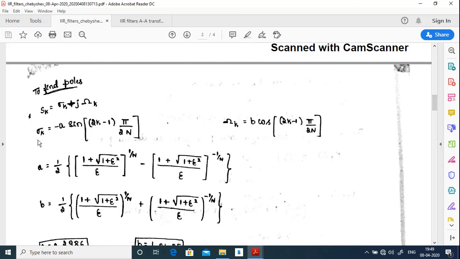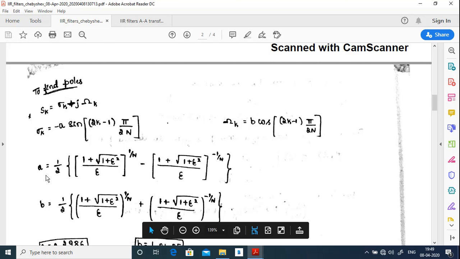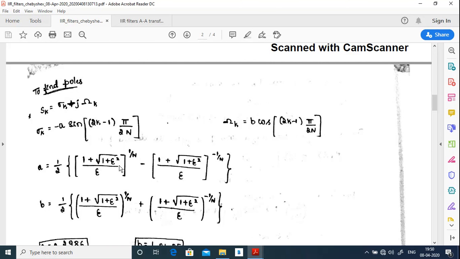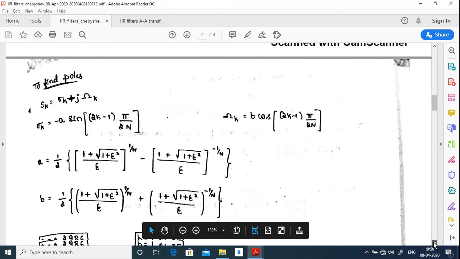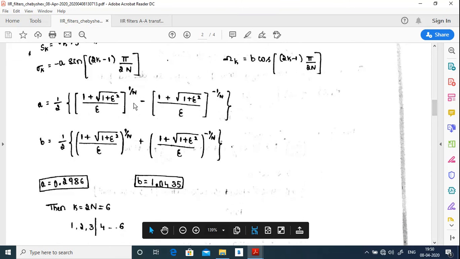Again, sigma k is given by minus a sine 2k minus 1 into pi by 2n, and omega k is given by b cos 2k minus 1 into pi by 2n, and a and b are constants, which is given by a is equal to half times 1 plus under the root 1 plus epsilon square by epsilon whole power 1 by n minus 1 plus under the root 1 plus epsilon square by epsilon whole power minus 1 by n. If you do one change, you will get the formula for b, that is instead of minus you replace it with plus. We have already found out the value of epsilon. Substitute that, and you will get the value of A as 0.2986 and the value of B as 1.0435.